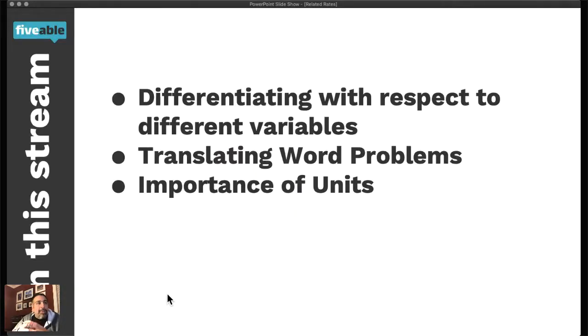This evening in this stream, what we're going to be doing is looking at related rates, and the first thing we're going to talk about is differentiating with respect to different variables. So we're going to just start off with some easy derivative problems, just making sure that everyone can actually do the computations that are necessary.